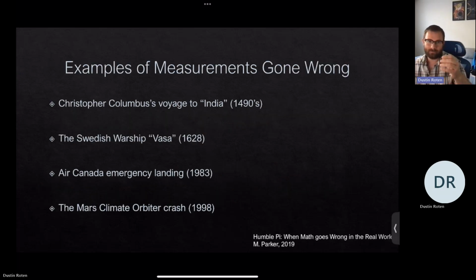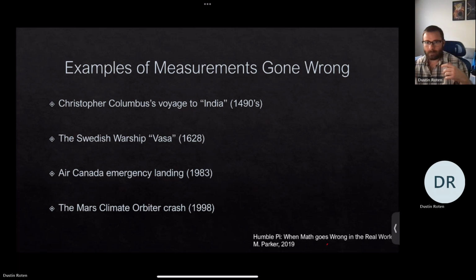I always like to think about these 4 examples when I'm trying to convince someone that these types of measurements and these types of calculations are in fact important. So we've got 4 different examples of measurements going wrong in essentially 4 different eras. Let's get started with this first one, going all the way back to Christopher Columbus's voyage. And if you see these 4 and you're interested, there's actually a whole book called Humble Pie. This is where I got these examples. It's a whole book about when math goes wrong in the real world, just like the title says down here.